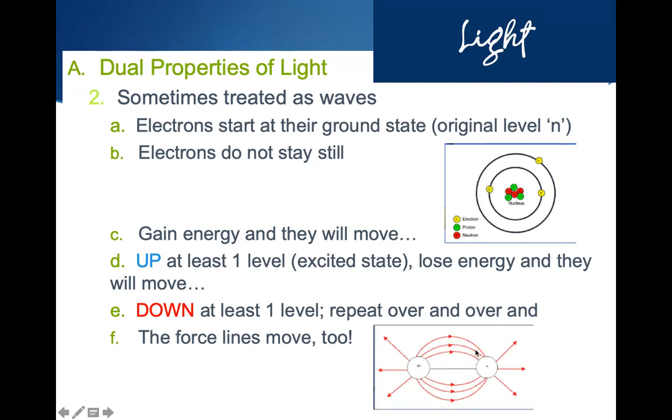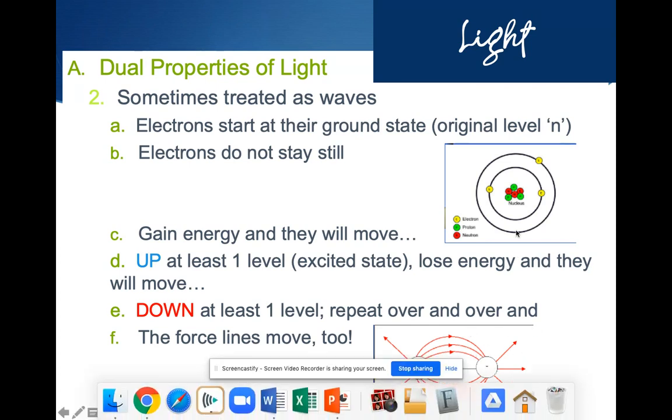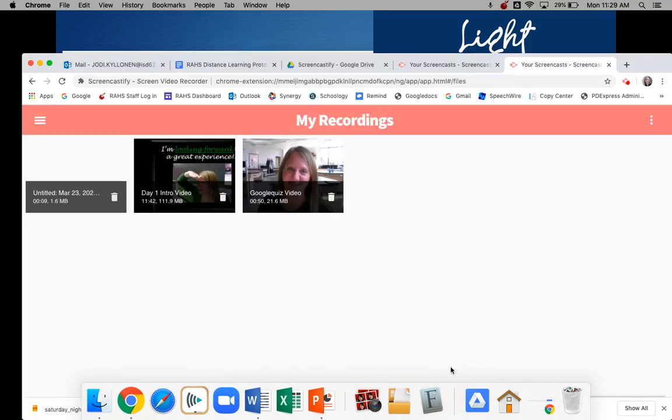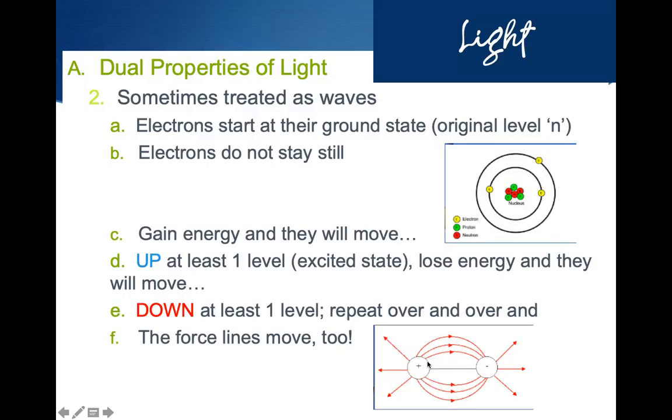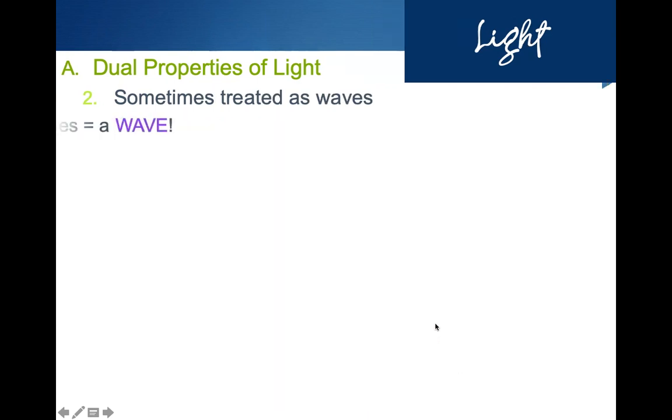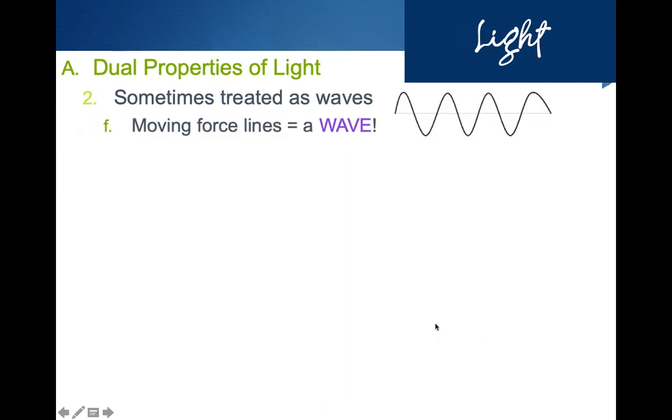So as this negative electron moves, kind of imagine this with me, get your imagination working here. Imagine that you had this negative electron that is now moving up and down, up and down, up and down. So when that negative electron moves up and down, those force lines are going to move also. And when that happens, that's when you start to see a wave.